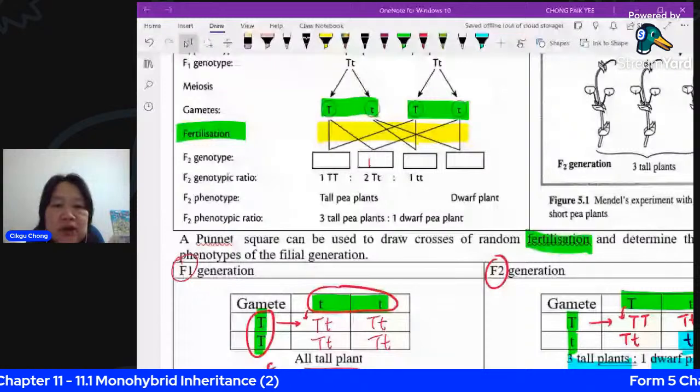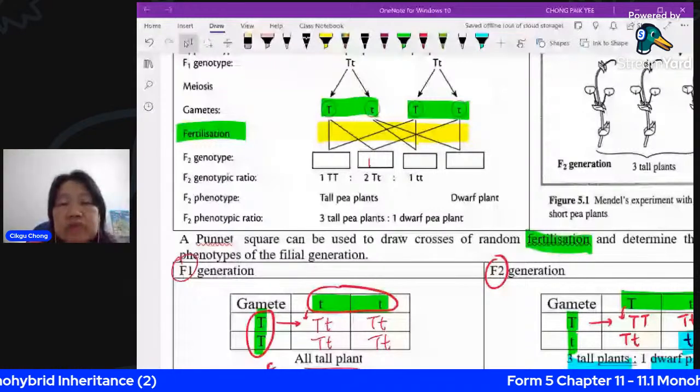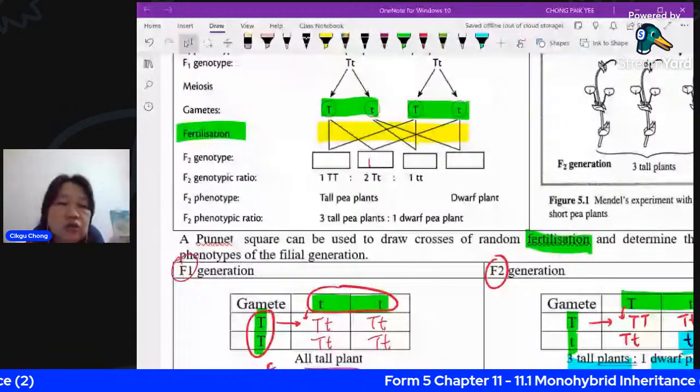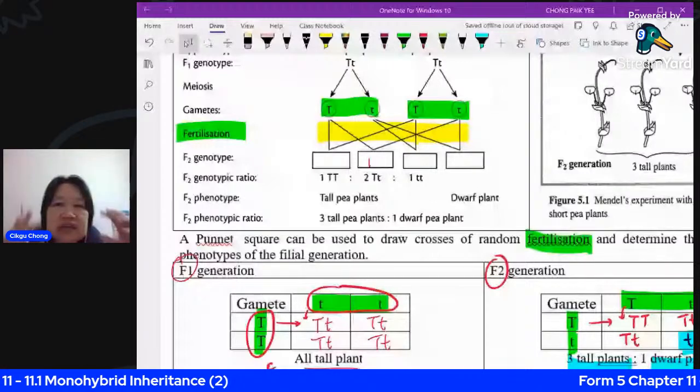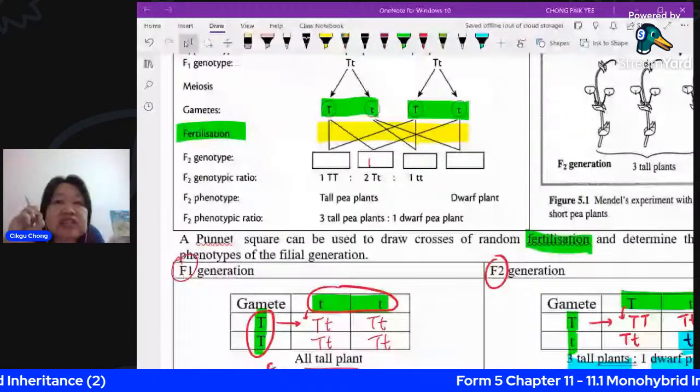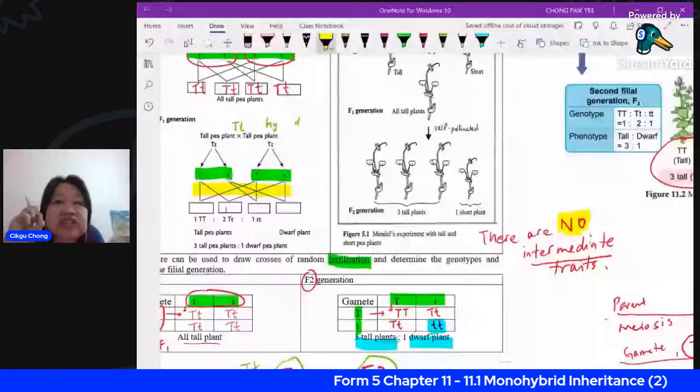That means you don't have a medium height. There's only either tall or short. Because of this, he was so intrigued. How come you don't have a blending? There's no blending, because the alleles are very discrete. It's either this or that. There's no blending. There's no medium height. There's either tall or short.